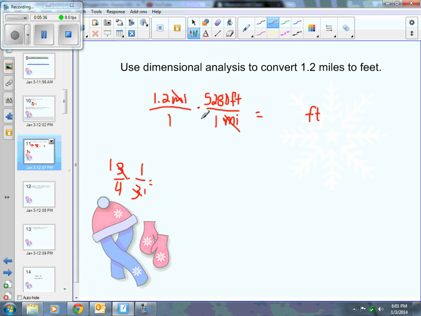Cross out my miles, multiply across. I know 1 times 1 is just going to equal 1, so I'm just going to worry about the numerator. I'm going to do 1.2 times 5,280. If I multiply that together, I'm going to get 6,336. And that would be my answer. That is how many feet are in 1.2 miles. All right, let's do another example.